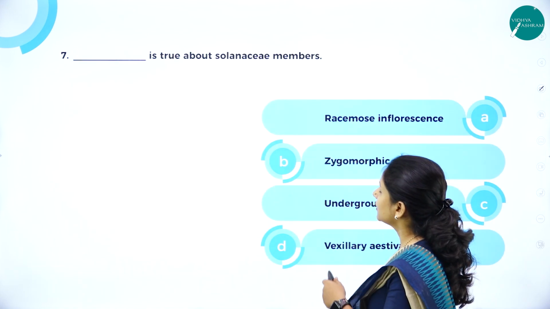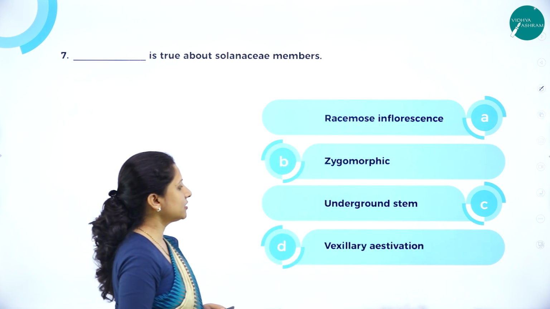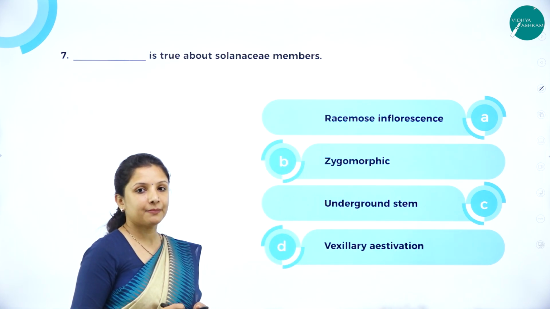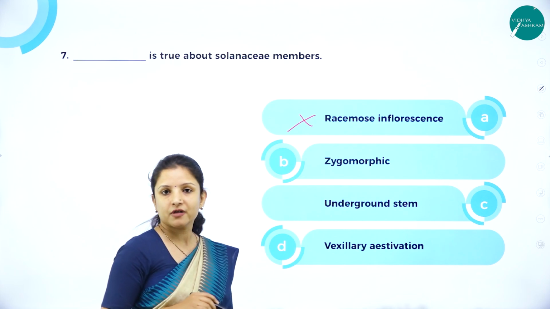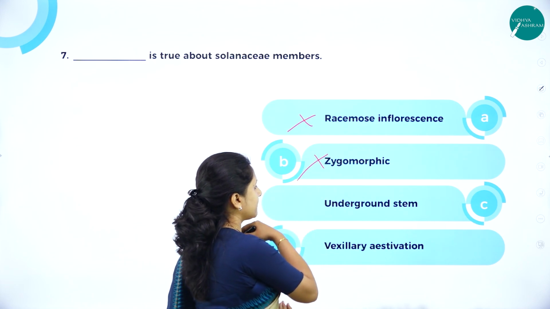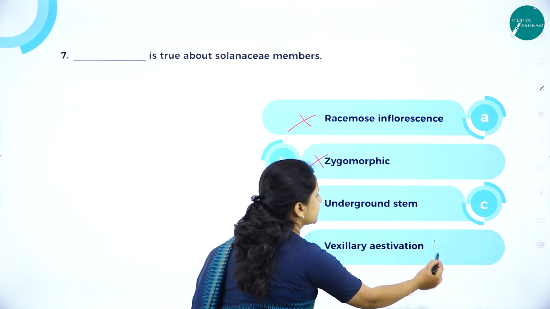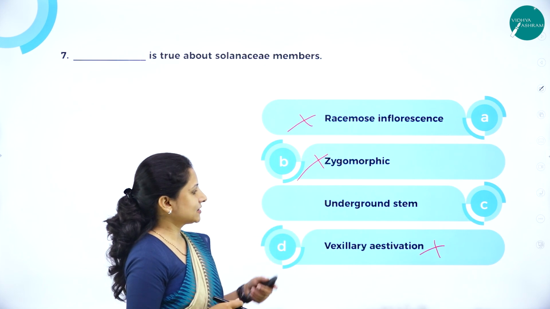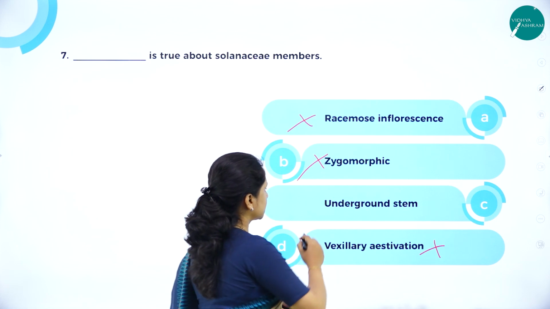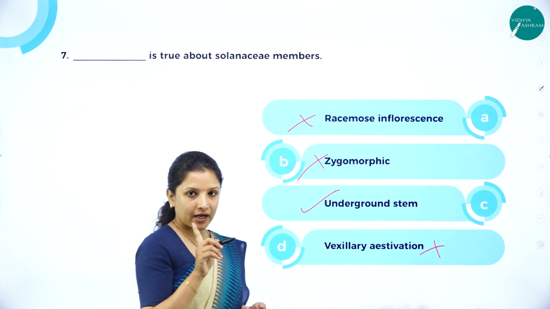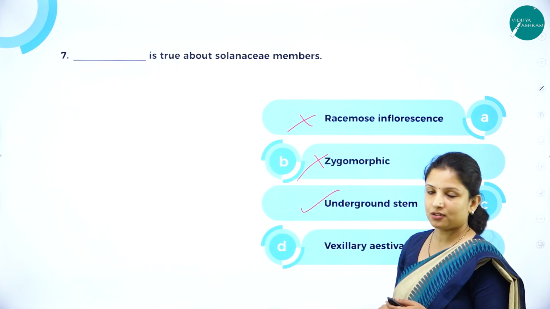Next, dash is true about Solanaceae members. Racemose inflorescence, no, because Solanaceae members have cymose inflorescence. Zygomorphic, no, because they have actinomorphic flowers. Vexillary aestivation is also wrong because they have valvate aestivation. The right answer here is underground stem, especially potato. Potato is one of the Solanaceae members that has an underground stem. So, option C is the right answer.